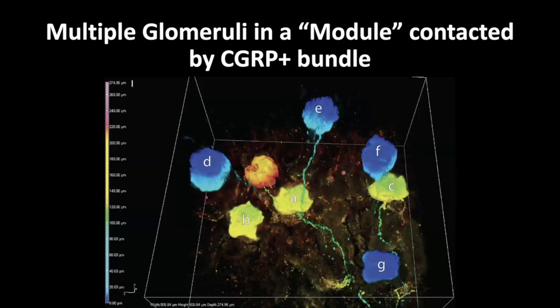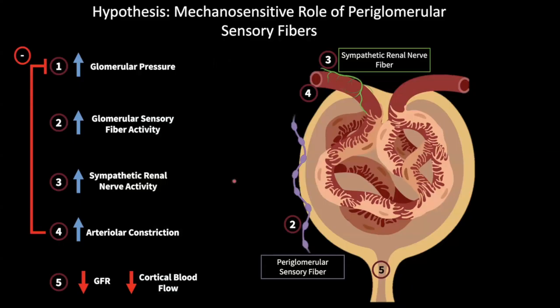And this image is showing Roman found several examples where several glomeruli were all in contact with one sensory fiber that would branch off to those glomeruli, right? So we would call these like a module or a unit that received that sensory information. So we haven't figured out what they do yet. The hypothesis we have right now is they do sense the distension or the pressure of the glomerulus. So if you have an increased pressure and you distend, you activate these. For example, Piezo2 channels may be involved. We don't know yet.